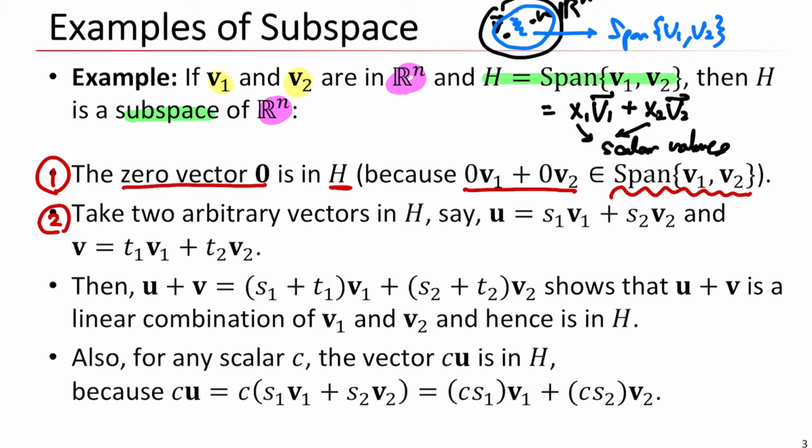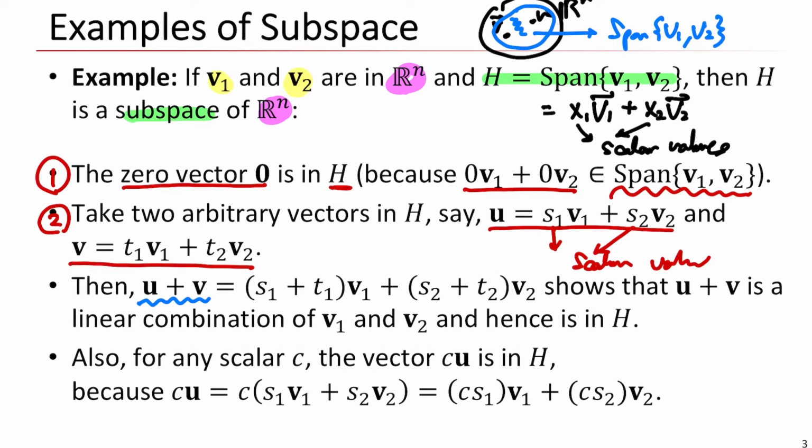To verify the second property, let's take two arbitrary vectors in H. Let u equal s1 times v1 plus s2 times v2. Okay, so in this case, s1 and s2 are scalar values, right? Then let's say v is equal to t1 times v1 plus t2 times v2. Okay, so to check u plus v is in space H, let's compute u plus v.